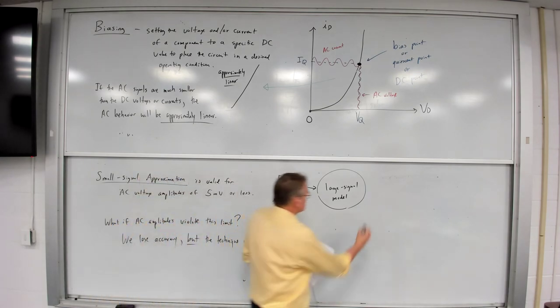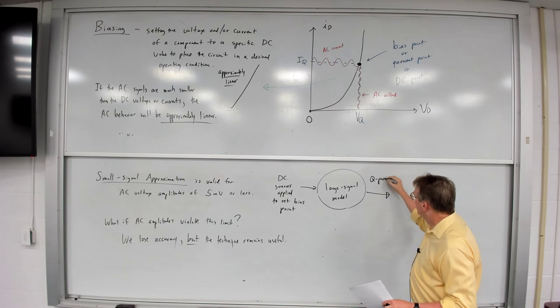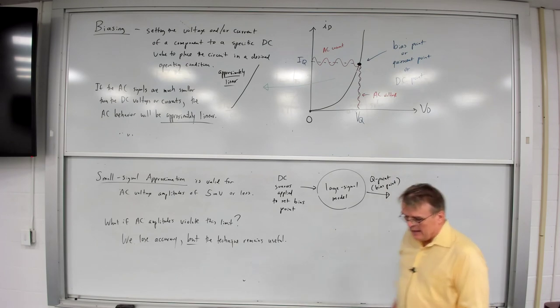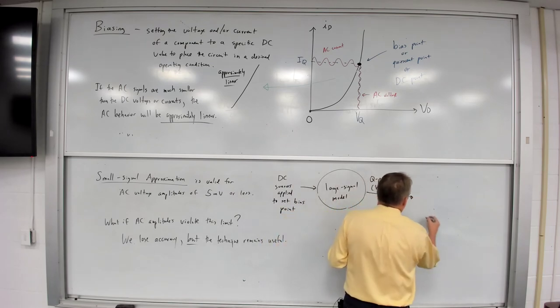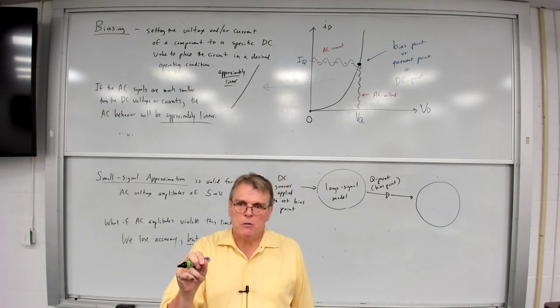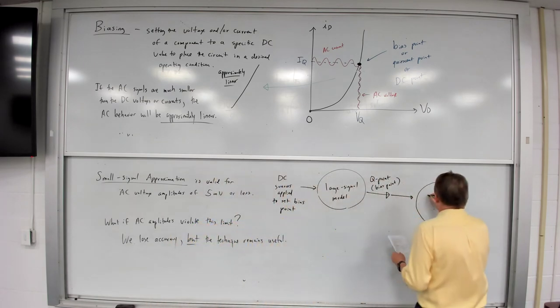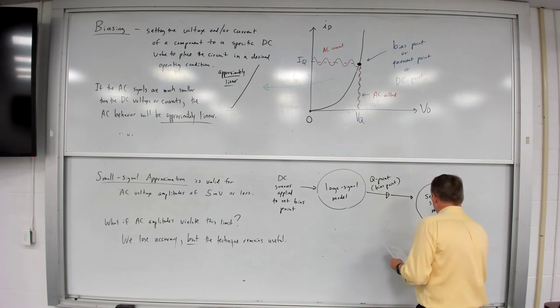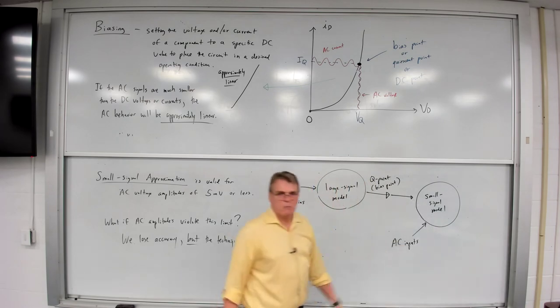Now, from the output of this, we're going to get what we call our Q point, our quiescent point. As we're going to see, we need those Q point values, because those Q point values are going to then feed into our small signal model. The values of the small signal model will depend upon the quiescent values, the quiescent DC values. At this point, we're going to have AC inputs. We're going to put those into our small signal model.